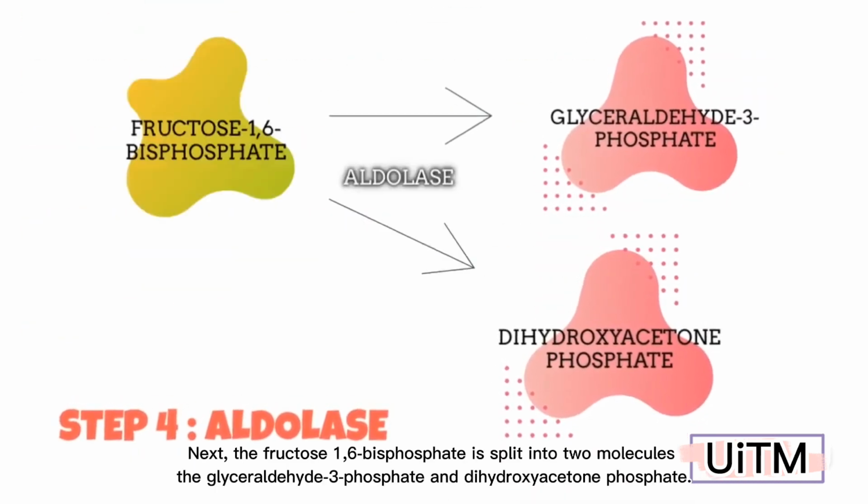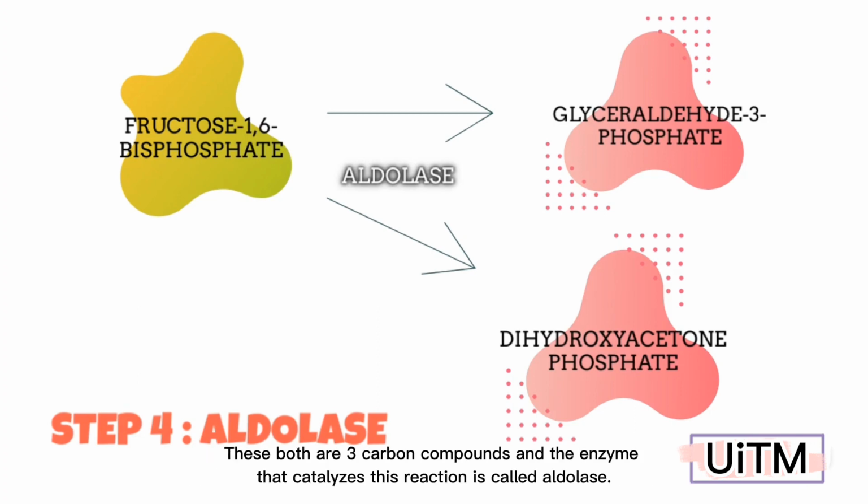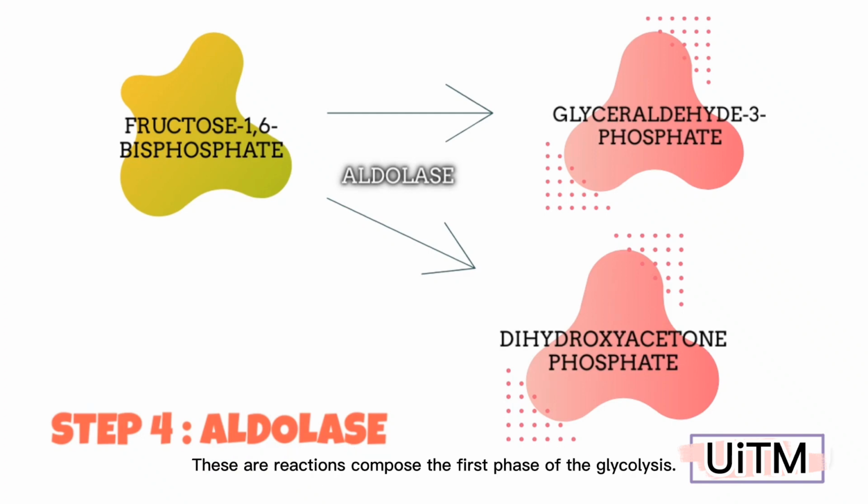Next, the fructose 1,6-bisphosphate is split into two molecules, glyceraldehyde 3-phosphate and dihydroxyacetone phosphate. These are both 3-carbon compounds, and the enzyme that catalyzes this reaction is called aldolase. These reactions compose the first phase of glycolysis.